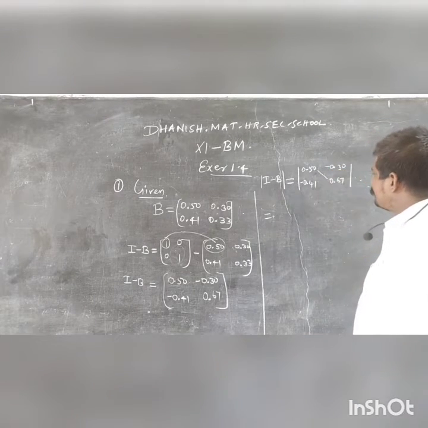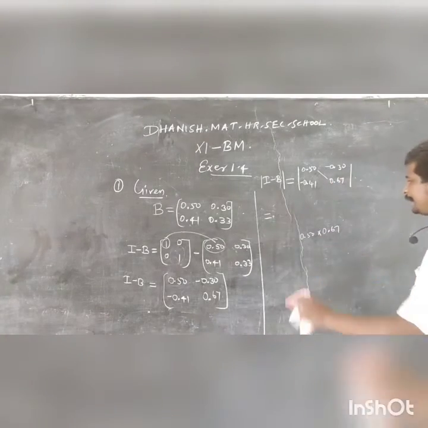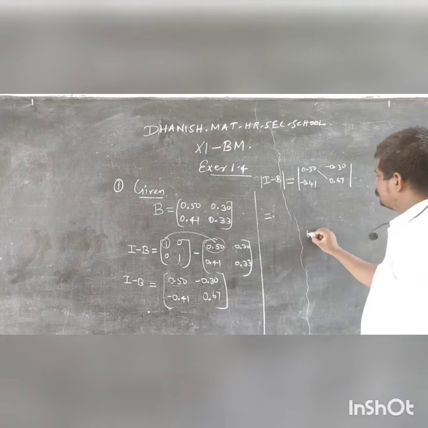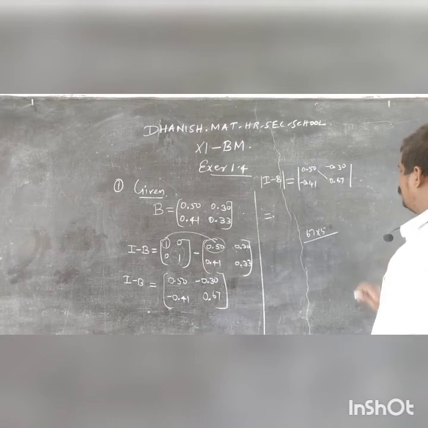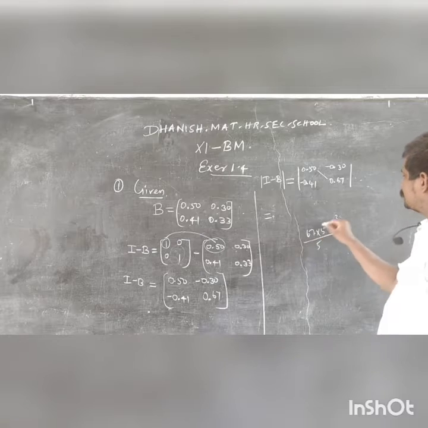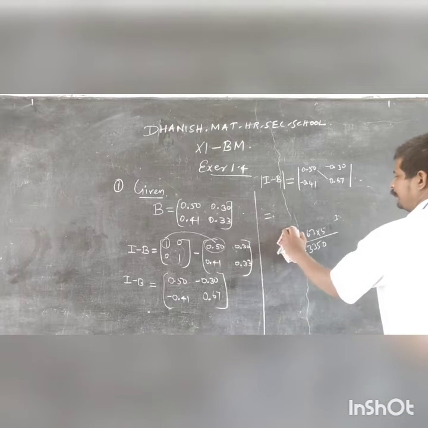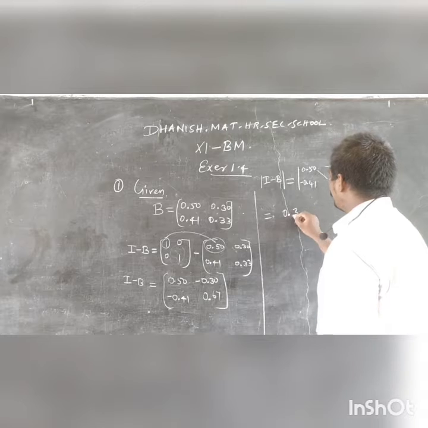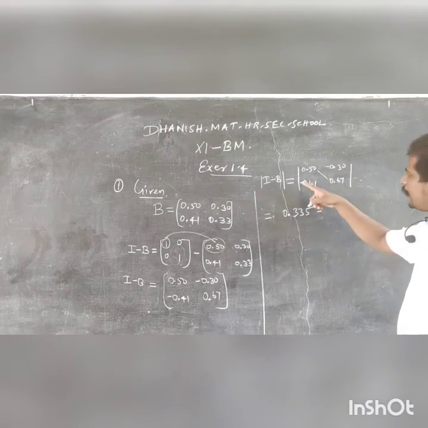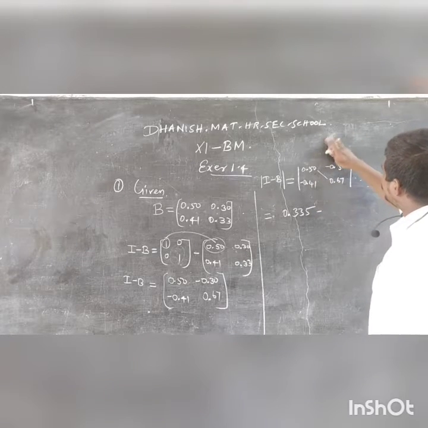First I am going to multiply these two: 0.50 into 0.67. You can take the whole numbers. So it will be 0.335. Minus. Now I am going to multiply these two numbers. Minus into minus is plus. Now I am going to multiply these two numbers.